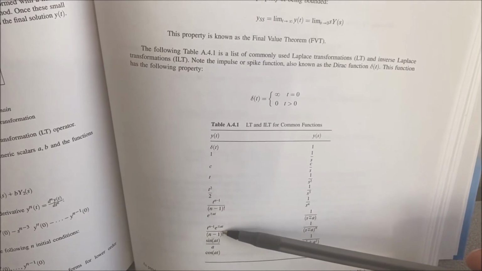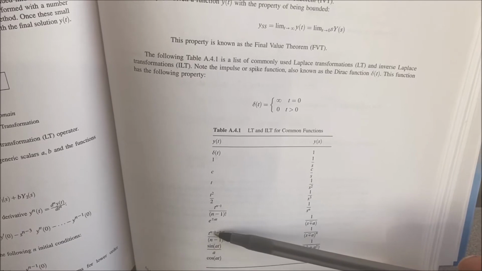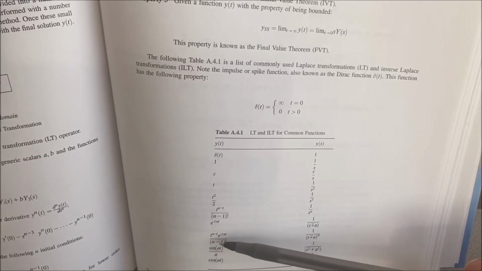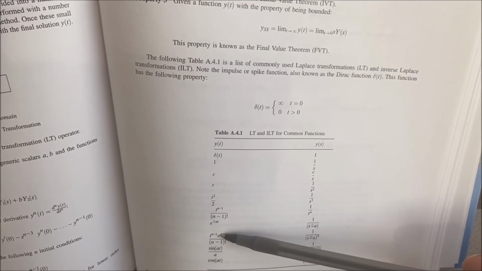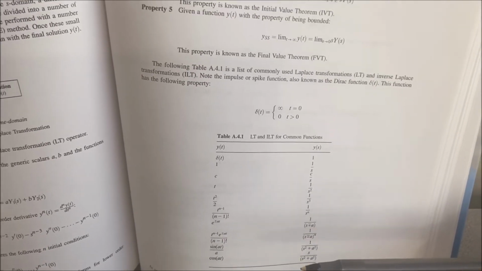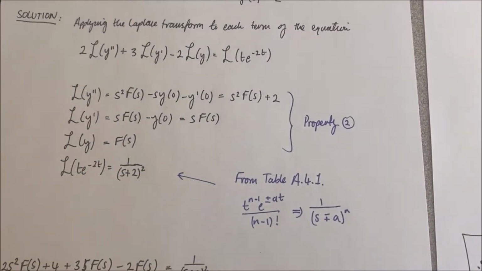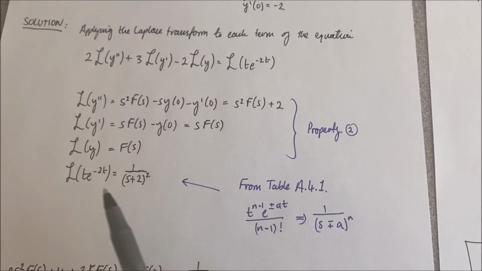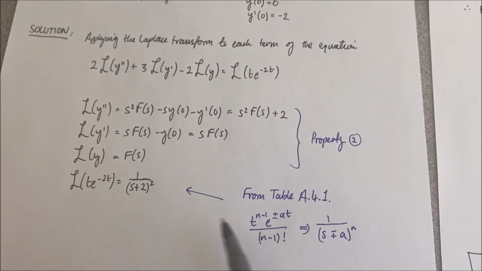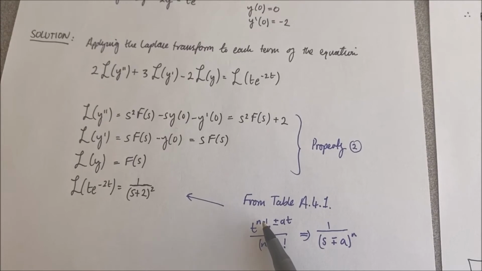So we're going to look at this here, and then we're going to basically correspond our values for n, a, and also for the positive or negative sign here in the exponential function. So here, look, this is the result that I'm going to use. I've got t to the power of 1, so I'm just going to use n to be 2 here, so 2 minus 1 is 1.